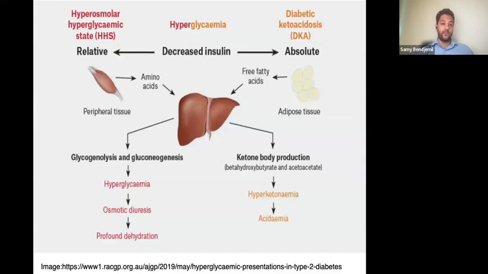So while there are many similarities between both of them, and while both of them do have dehydration, the hallmark of HHS is an extremely profound dehydration and a higher glucose, whereas in DKA, yes, you do have your dehydration and your hyperglycemia, but you also have the acidosis.